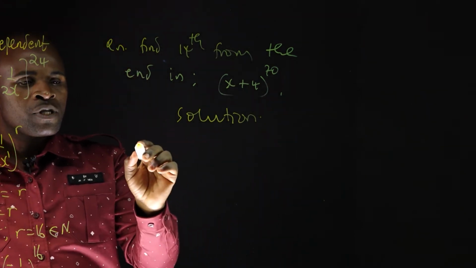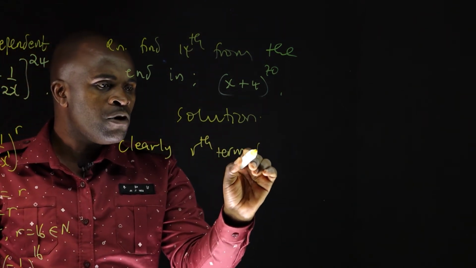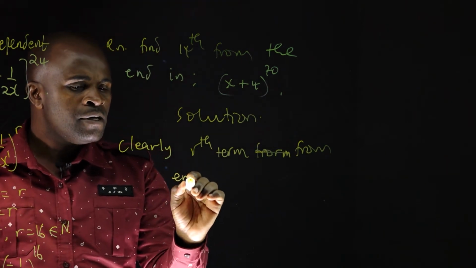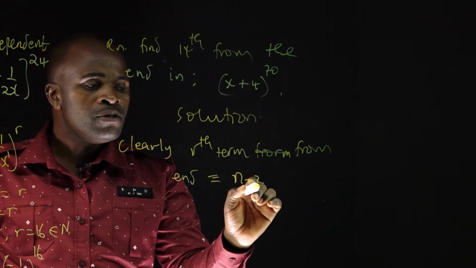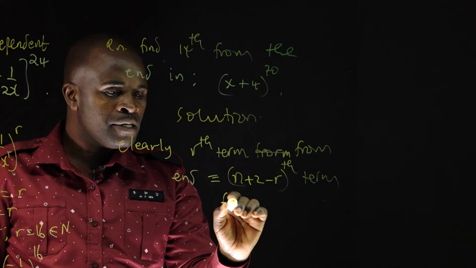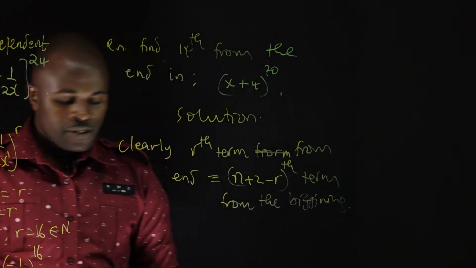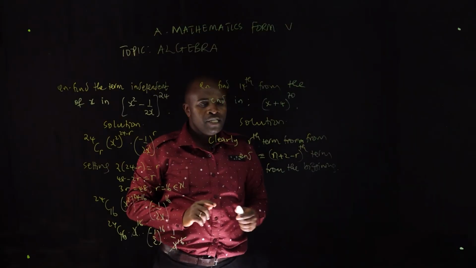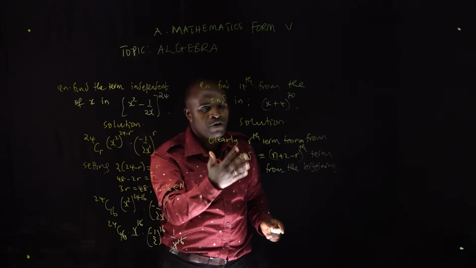We say, clearly, the rth term from the end is the same as the (n + 2 - r)th term from the beginning. It means it's very difficult to analyze the terms mechanically, finding the 14th term from the end. Instead, you must know that if one says the 14th term from the end, it is the same as which term from the beginning.